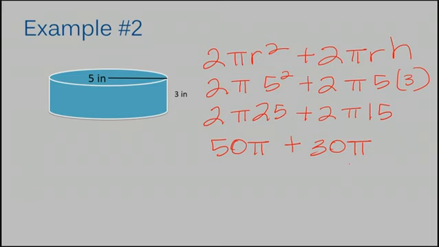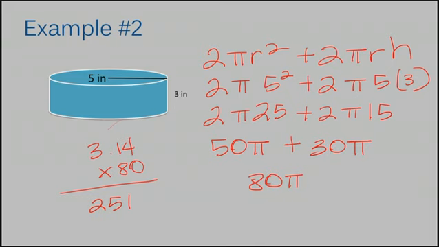So now, this is just like a problem of combining like terms. So 50 plus 30 is 80. And pi just comes down again. Now I can come to the side of my paper and multiply 3.14 times 80. And I'm going to get 251 and 2/10. So that's my answer, 251 and 2/10. Check out my units, they're inches squared. Let's move on to example number 3.